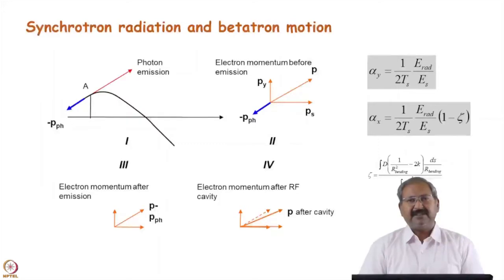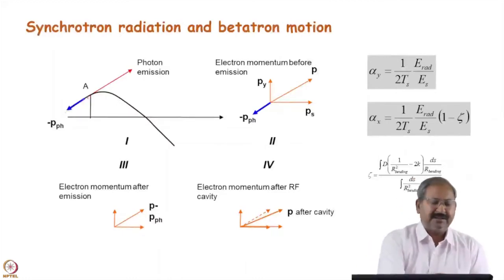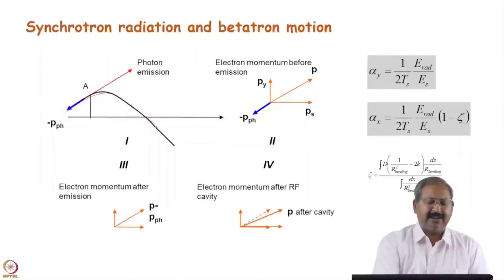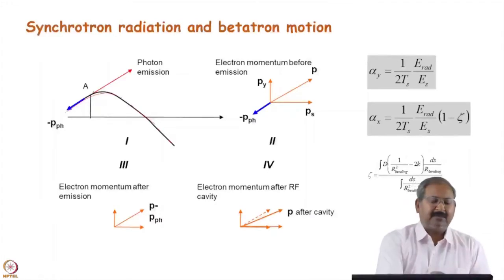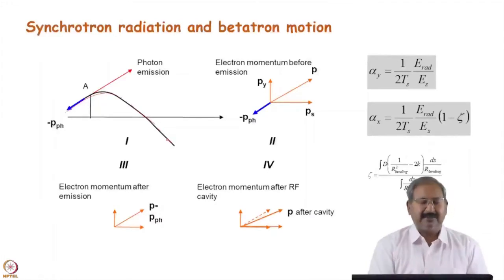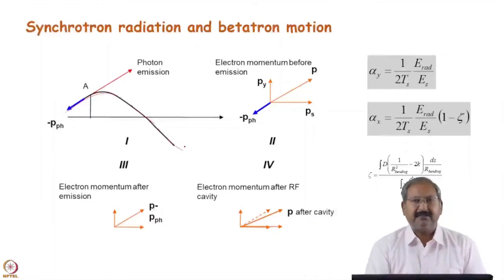Now we see what is the effect of this synchrotron radiation on betatron and synchrotron motion. Does it affect the motion of the electrons? Yes, it affects. So how does it affect? Suppose it is an oscillating electron, means these are the betatron oscillations, and I'm plotting these oscillations in the vertical plane, means these are the vertical betatron oscillations. Why vertical plane? It will be clear later.